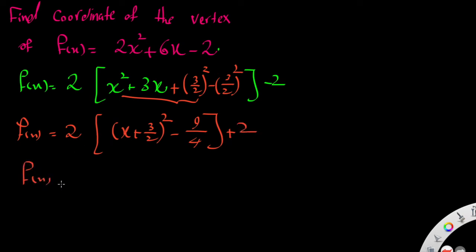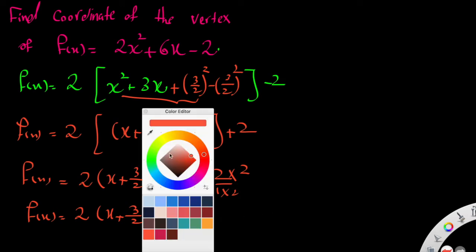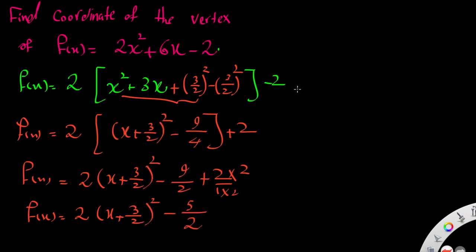Then I multiply by 2, so it will be 2 times (x plus 3 over 2) squared minus 2 times 9 over 4. 2 and 4 simplify to 2, then it will be 9 over 2, plus 2. Then f of x will be equal to 2 times (x plus 3 over 2) squared. Finding a common denominator, it will be 4 minus 9, which is negative 5 over 2. Now it's written in the completed square form.